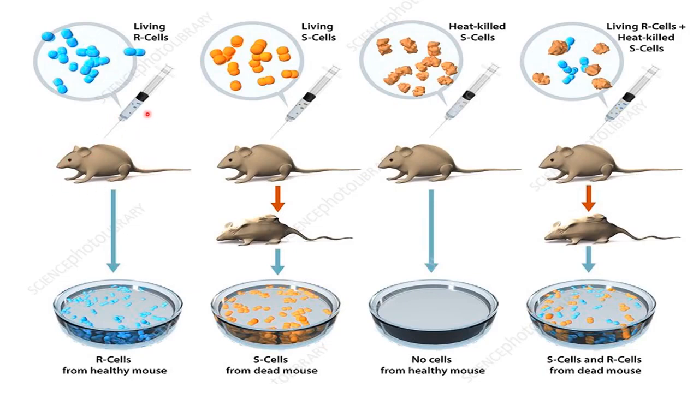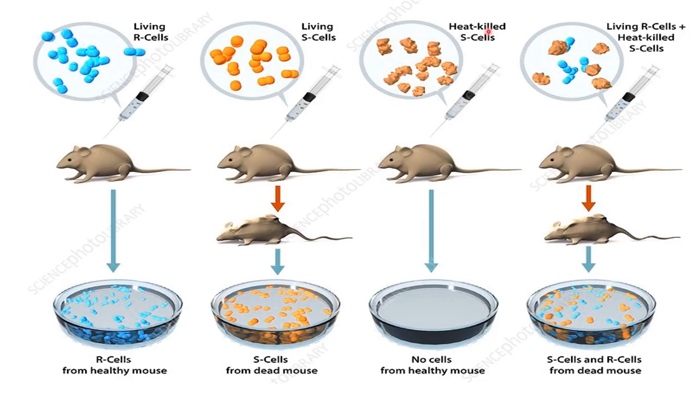Okay, so Griffith injected R strain in mice, and he observed that there was no symptom of pneumonia in the mice, and all the mice were alive. Secondly, he injected S strain of the bacteria, meaning the virulent strain was injected in the mice, and he observed that pneumonia appeared in many of the mice, and the mice were dead.